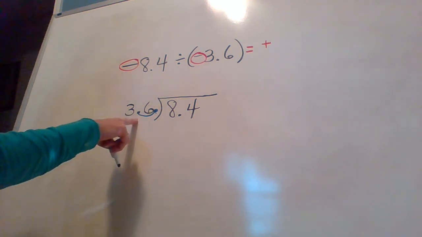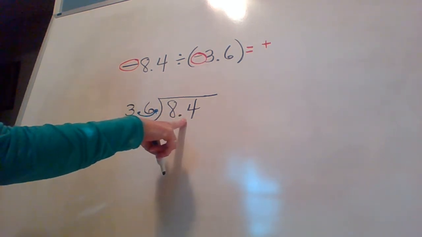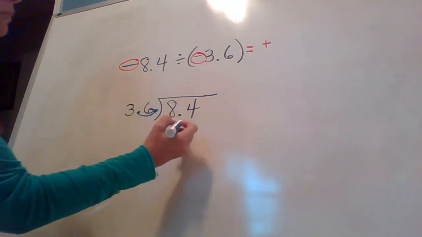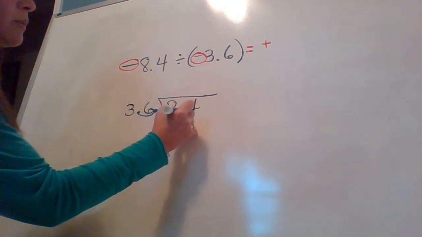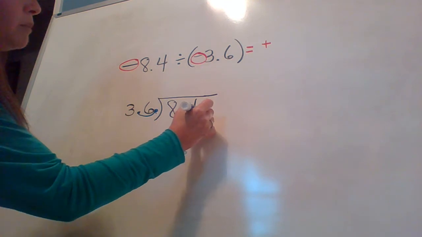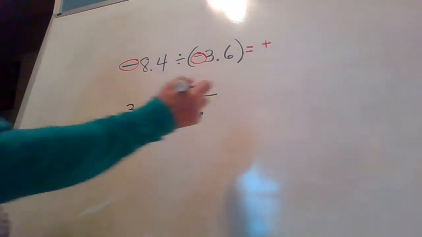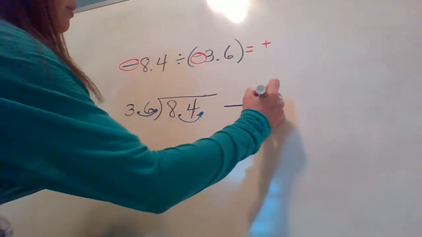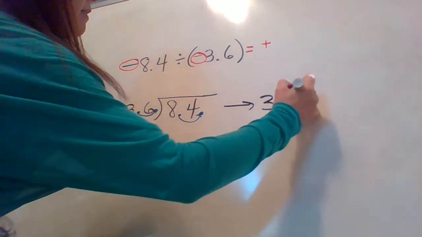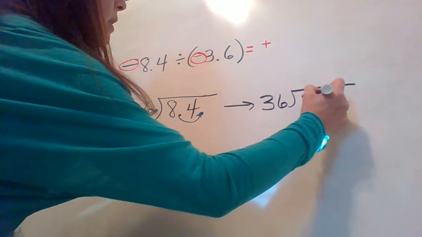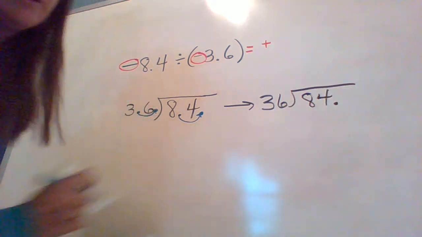So anything I do to my divisor, I have to also do to my dividend. So I'm going to multiply this one also by 10, which is going to move my decimal one place here. I'm going to take a second and rewrite my problem to a new division problem. So this now becomes 36 into 84, and my decimal is here.